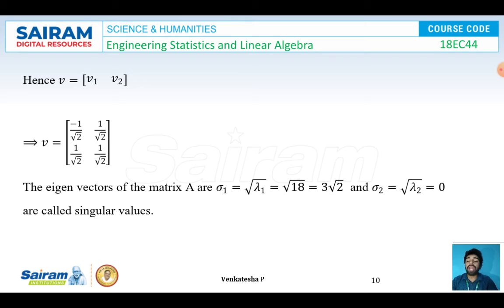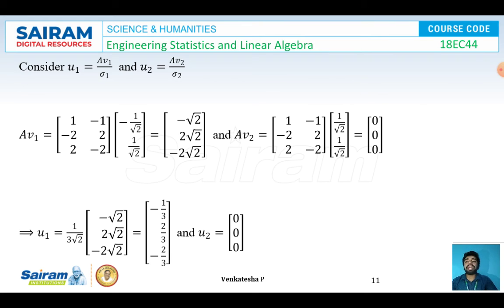I got it. So now I am going to find the singular values for the matrix A. With the help of the eigenvalues, sigma 1 is equal to the square root of lambda 1. So it will be equal to root 18, which is 3 into root 2. And sigma 2 is equal to the square root of lambda 2, which will be equal to 0. And these values are nothing but the singular values.